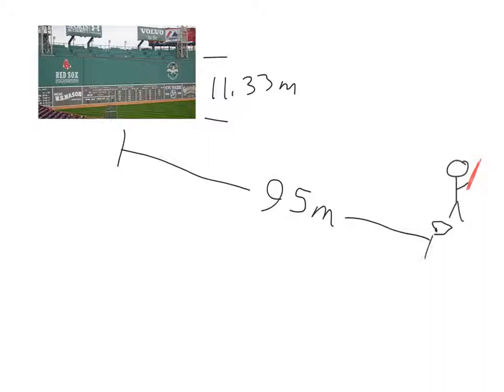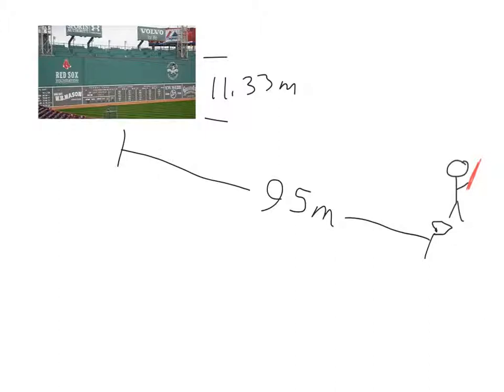It's over 37 feet tall, or if we're going to use good metric units, it's going to have a height of about 11.33 meters. Our batter here, right there at home plate, is going to be approximately 95 meters away from that board. So if the batter really wants to get a home run, he's going to have to make sure the ball goes far enough and high enough to get over the said Green Monster.